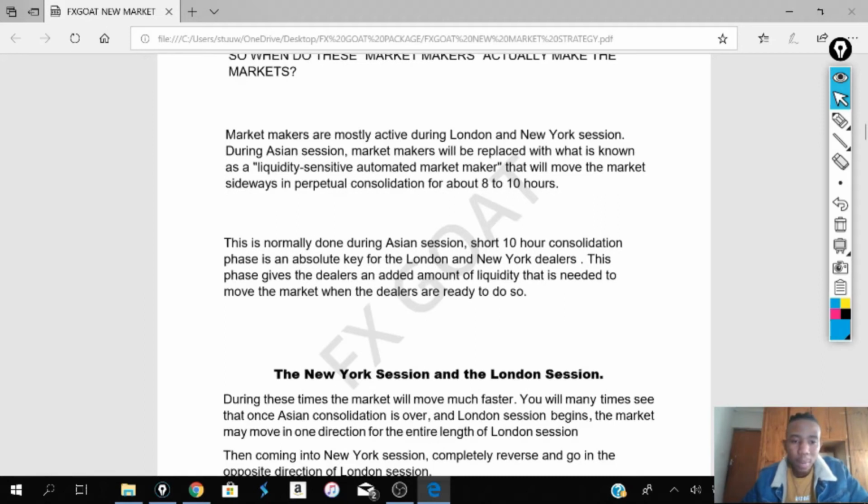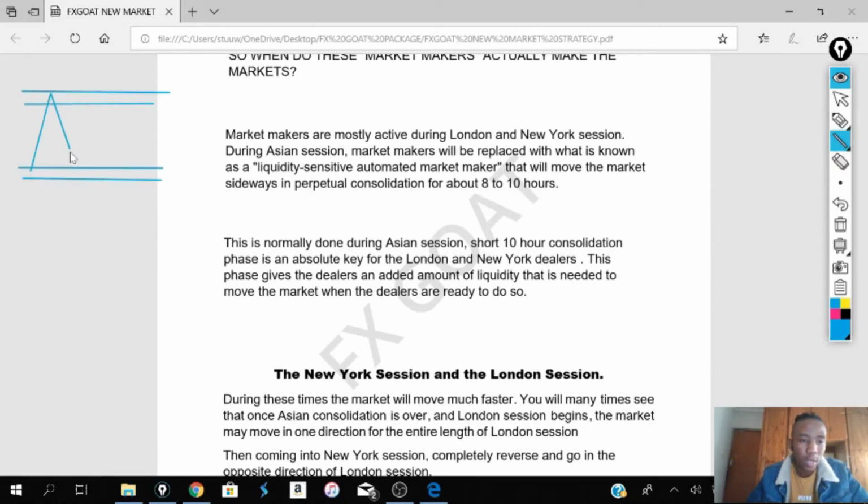The market makers are mostly active during the London and the New York session. During the Asian session, the market makers will be replaced with what is known as a liquidity-sensitive automated market maker that will move the market sideways in a perpetual consolidation for about 8 to 10 hours. What I mean right here is the market maker will create so-called mid-range zones. So the market is just going up and down right here with no overall direction, hence building momentum for the market. This is normally done during the Asian session.